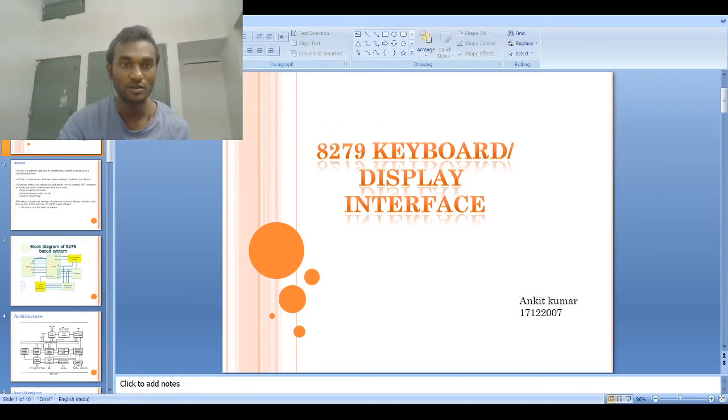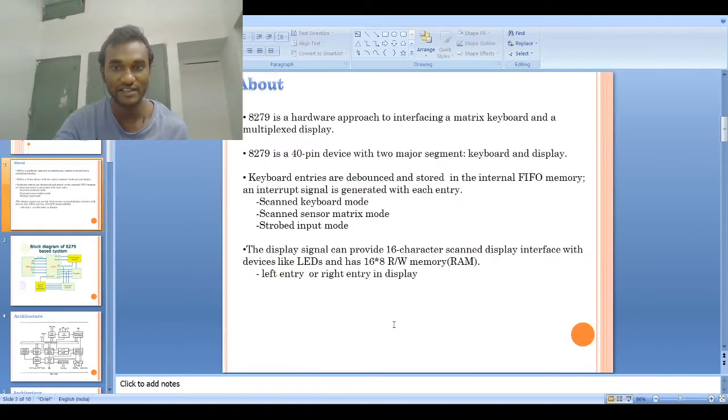I'm going to present on the topic 8279 Keyboard Interface Display Interface. It is a programmable interface device. A programmable interface device is designed to perform various input-output functions. Such a device can be set up to perform a specific function by writing an instruction command at its internal register, also called the control register. These devices are flexible, versatile, and economical. So let us know about the 8279 keyboard display interface.